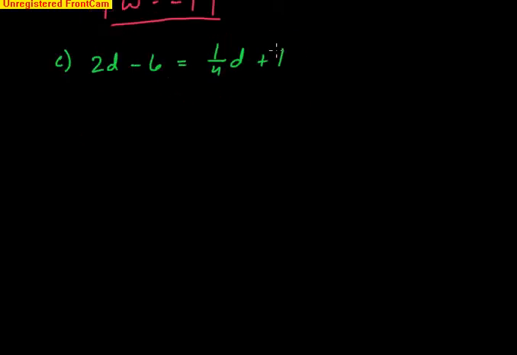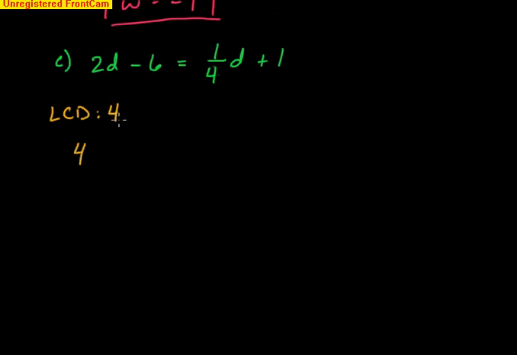Okay, here's our next problem. This says 2d minus 6 equals 1/4 d plus 1. Okay, real quick. So I see this 1/4 and I say, you know what, I really don't want to deal with the fraction. So we look at finding an LCD. So remember, when you're doing LCDs, you look for all the denominators. Well, there's only one denominator of 4, so the LCD is going to be 4.